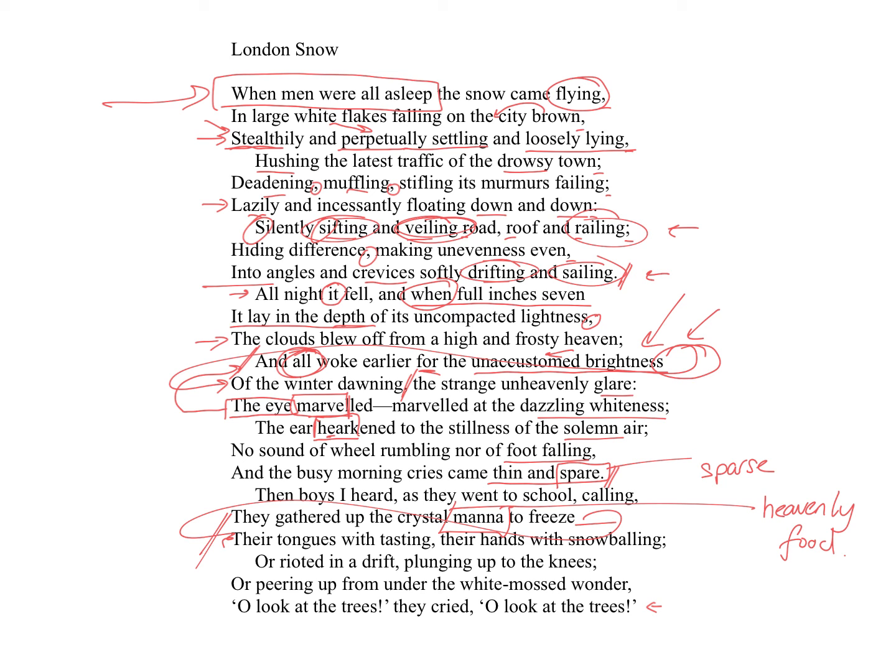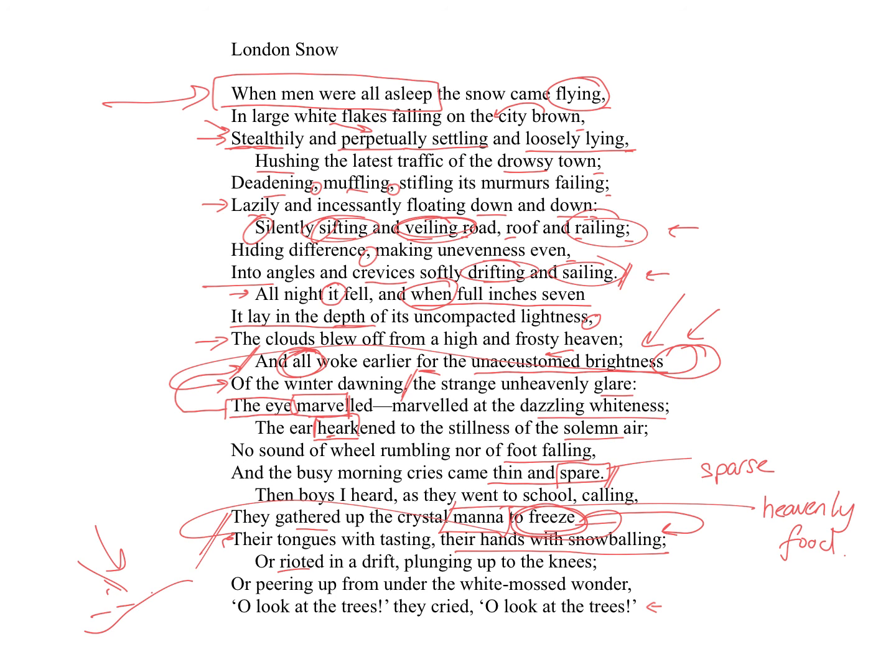So they ate it. Okay, the boys shouting out, they collect up the snow and freeze their tongues with tasting it. They freeze their hands with snowballing. So we realise that this verb has got to also apply to that clause as well. We're doing two freezings, tongue with tasting, hands with snowballing. Or rioted in a drift. And we know that idea of a snowdrift, if you've got snow coming in and it builds up and you get a kind of bank of it. If you riot, you make a big rowdy, noisy, chaotic noise.